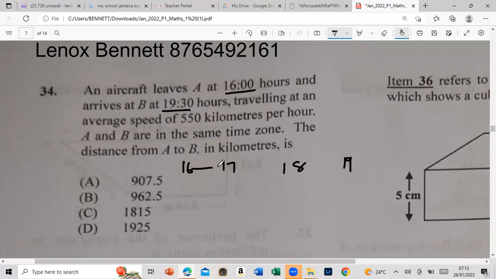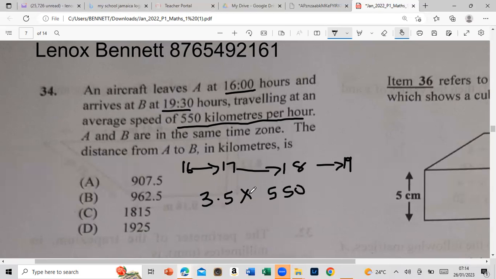So from 16 to 17 is 1. So this is 2. So this is 3. So what it is, it's taking 3.5 hours. And the average speed per hour is 550. So all we do, we multiply by 550, because remember, distance is equal to speed times time. But speed is over here, so times time. Alright? So it's either this or this. But let us work it out, because I'm not quite sure.